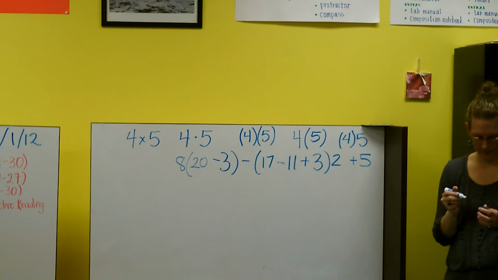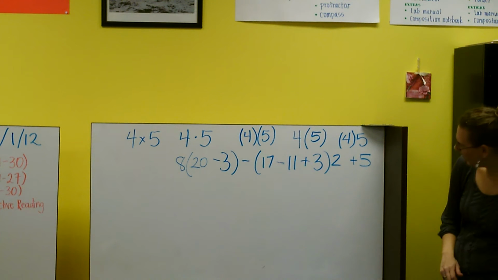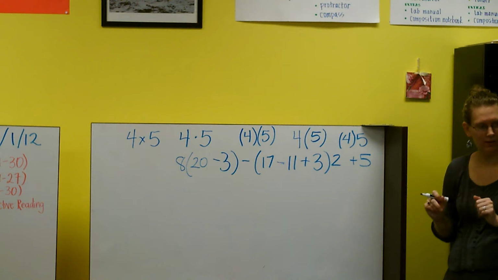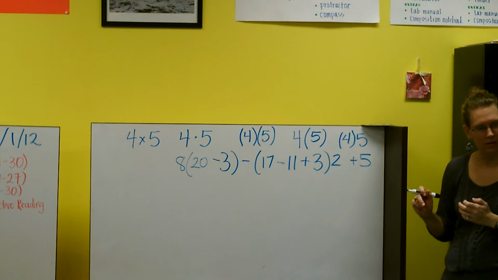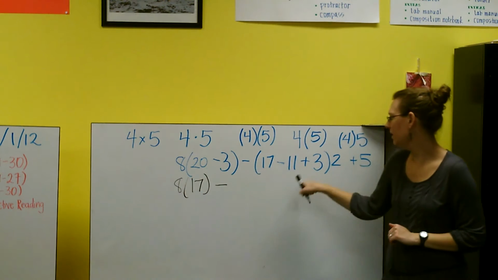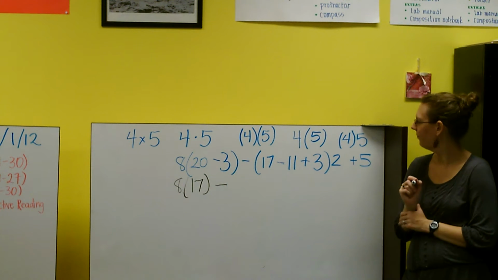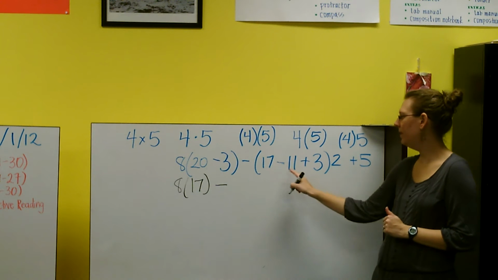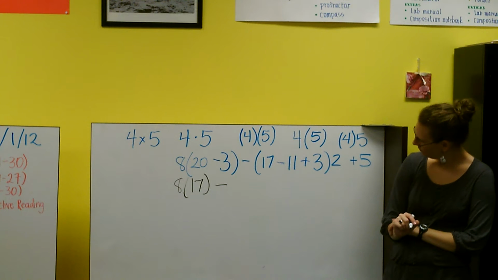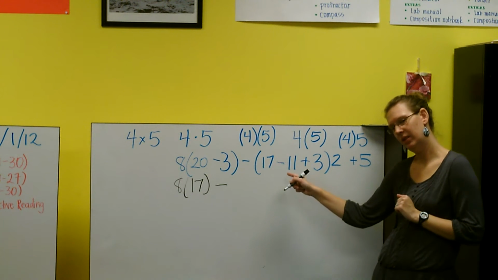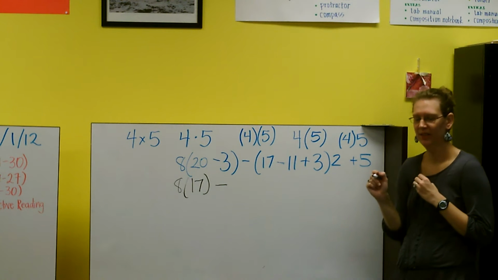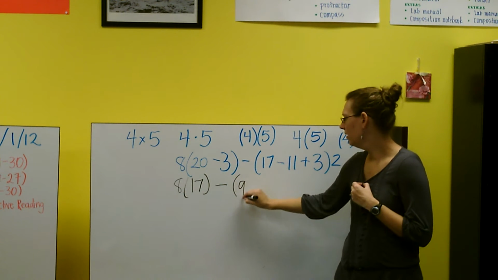Alright, so where am I going to start, Tamika? Parentheses, good. So which one do you want to do first? Okay, and what is that? It is, yeah. So that's 17, can stay in my parentheses, got a minus. Portia, you're up next. 17 minus 11 plus 3. 17 minus 11. Plus 3. 9.